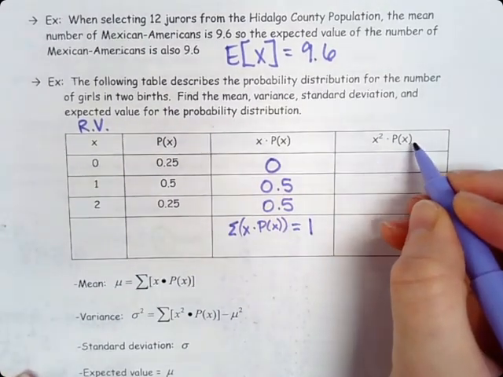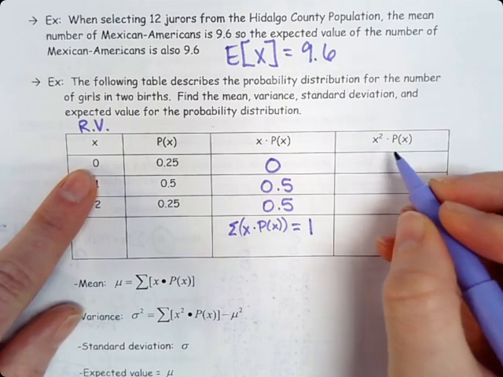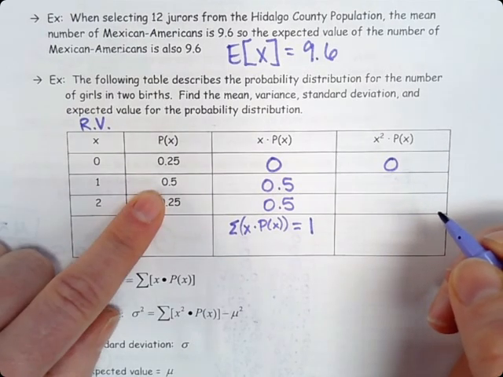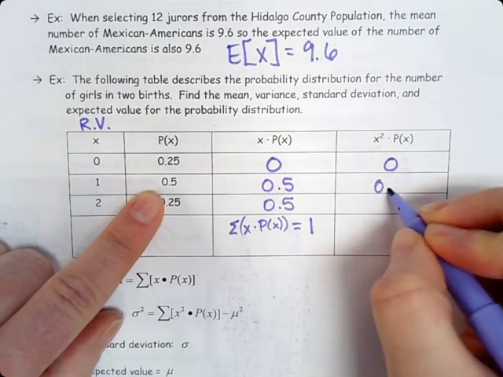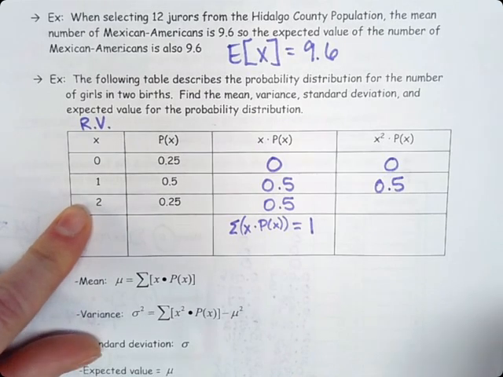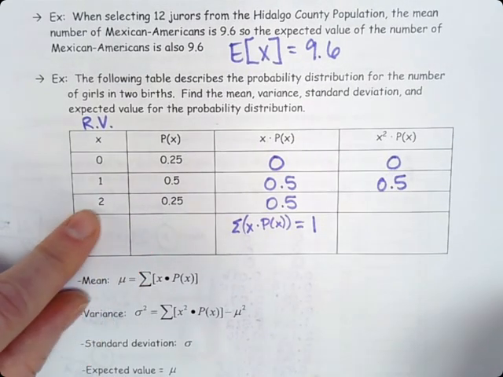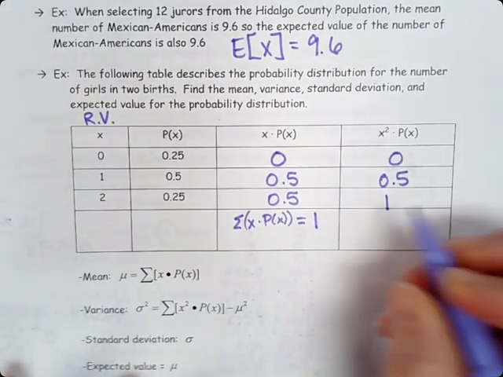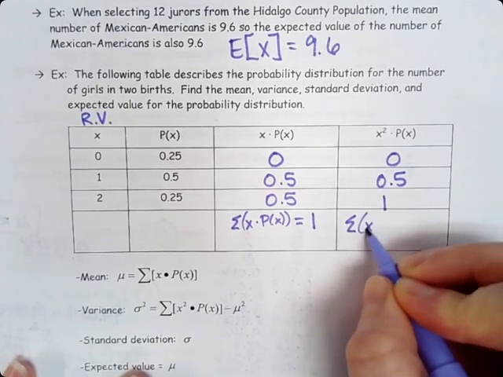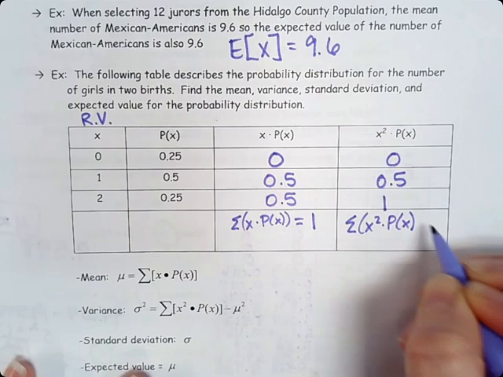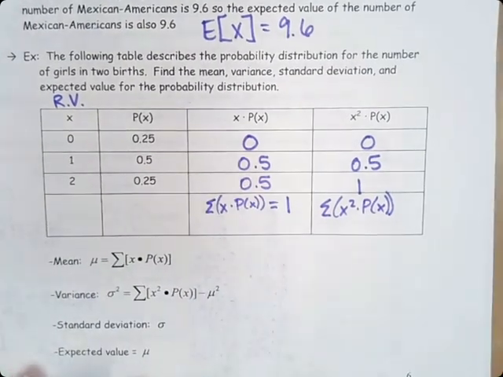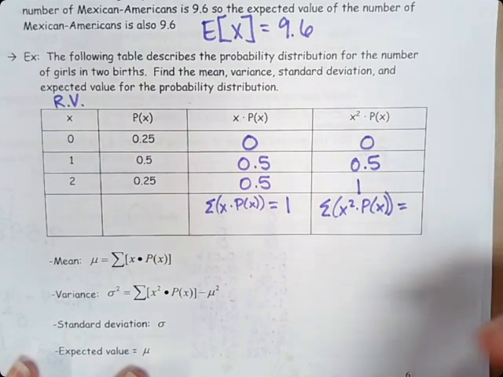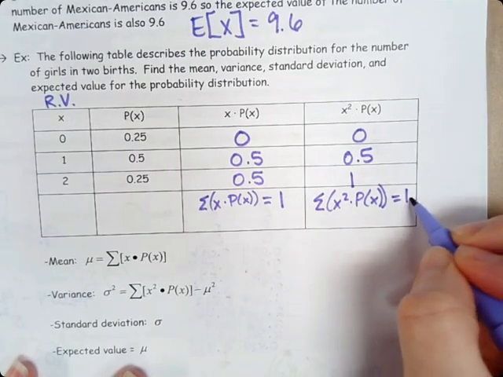Let's do X squared times P of X now. Well, 0 squared times, well, it's 0 times anything, so that's 0. 1 squared times half, still just 1 times half. 2 squared times a quarter. 2 squared is 4. 4 times a quarter makes 1. So let's do the summation of X squared times P of X. So that would be 1.5.